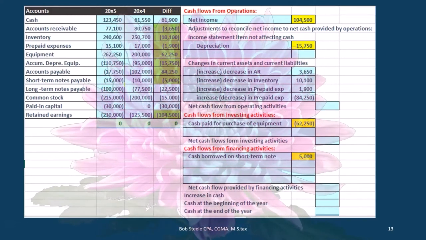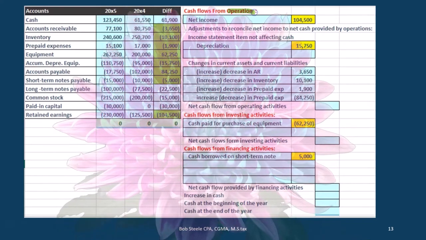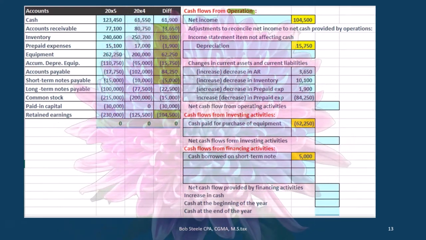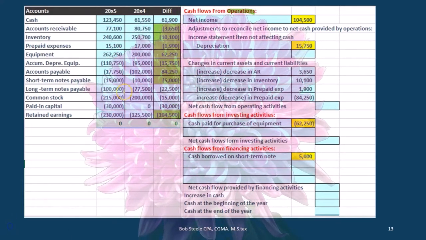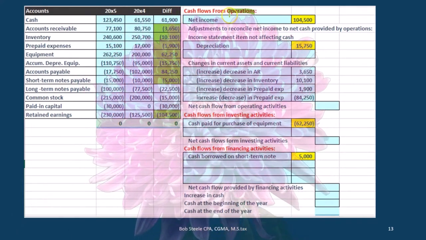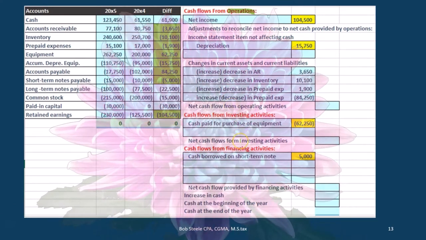And that has nothing to do with the income statement, and therefore it wouldn't be in the operating activity. Now, notice we could have borrowed something other than cash. We could have bought something and financed it. But even in that case, it wouldn't be an operating activity. So, once again, I'm going to make an assumption. I'm going to say, well, it's either investing or financing.